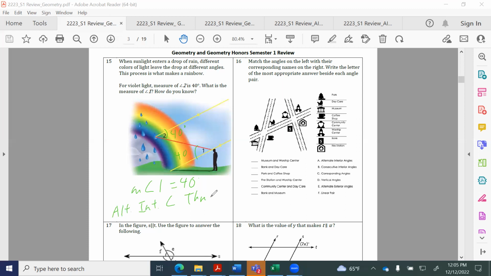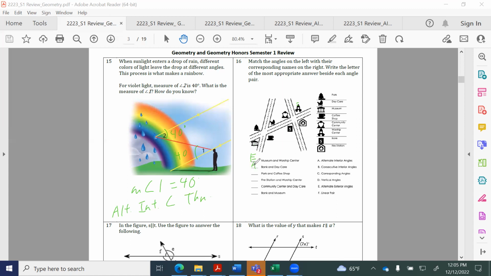Number 16. Matching angles on the left with their corresponding names on the right. So we have the museum and the worship center. Let's see. Museum, this one. Worship center, what's this one? These are alternate exterior angles. So that would be E. The bank and the daycare. Here's the daycare, here's the bank. Those are on alternate sides of the transversal. Again, this is actually the transversal. These are our other 2 lines. So those are alternate interior angles, which would be A.